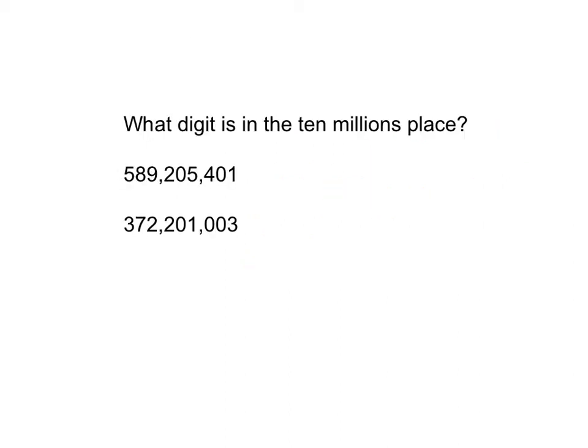Here we are asked what digit is in the 10 millions place. Reading that first number, we have 589,205,401. The 10 millions place is right here in that particular number. We think of the millions period, and then so we have in the millions place, and then we have in the 10 millions place the digit 8. 8, that's a digit. It's in the 10 millions place. For the next number then, 7 is in the 10 millions place.